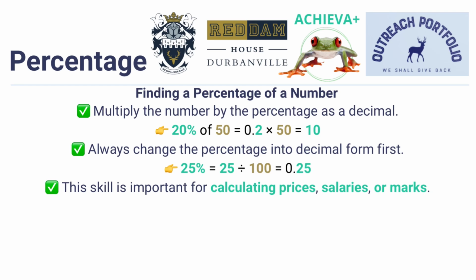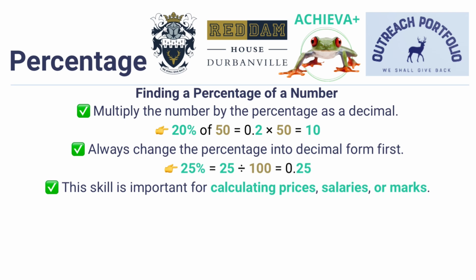Finding a percentage of a number. Multiply the number by the percentage as a decimal. 20% of 50 is equal to 0.2 times 50, which is equal to 10.